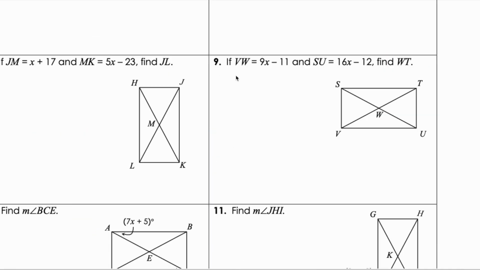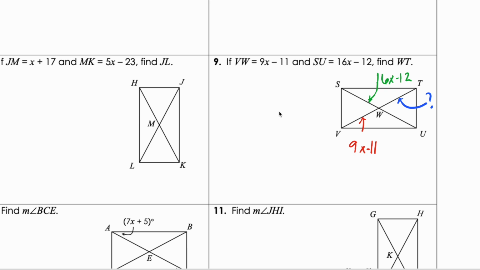All right, you guys, let's look at number 9. They tell us that VW is 9x minus 11, I'm sorry, not 1. I'm going to write that first. Then they tell us that SU, which is this whole length, is 16x minus 12. Find WT. So I'm going to make WT blue. They want us to find this length right here.